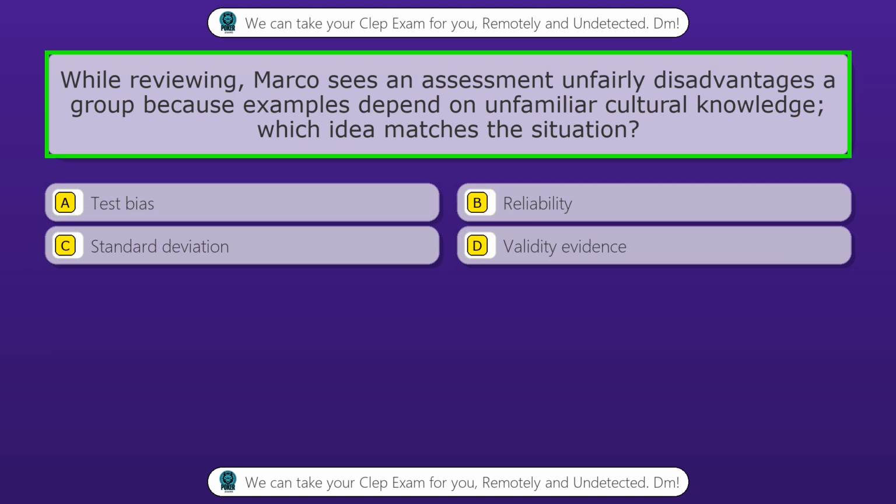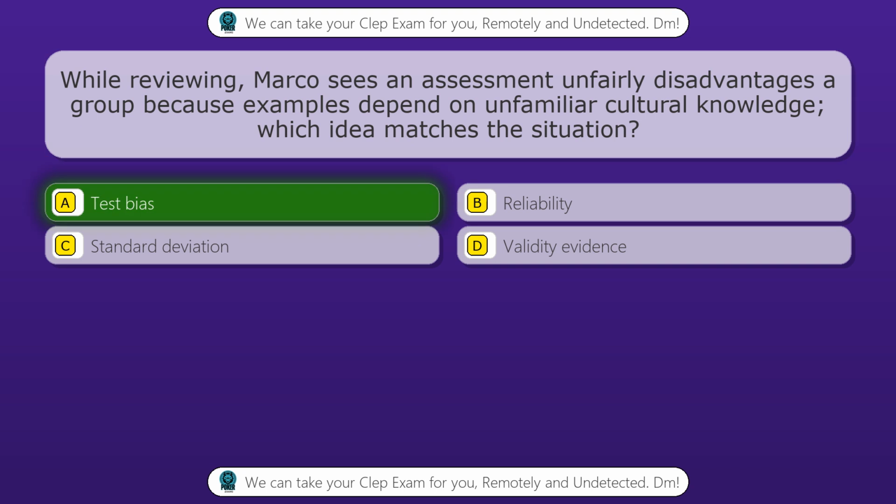Question 70. While reviewing, Marco sees an assessment unfairly disadvantages a group because examples depend on unfamiliar cultural knowledge. Which idea matches the situation? Option A, test bias. Option B, reliability. Option C, standard deviation. Option D, validity evidence. The correct answer is option A, test bias.